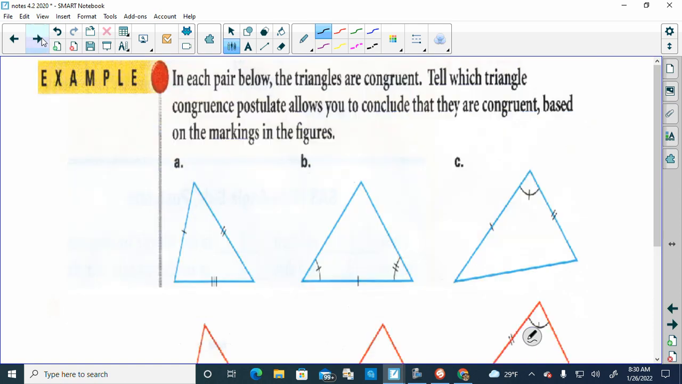Okay, sample problem. You're not writing anything, you're just looking up here. This is what we're going to see in this section. It says in each pair below, the triangles are congruent. So they tell you that they're congruent. Tell which triangle congruence postulate allows you to conclude that they are congruent based on the markings in the figure. So these are those abbreviations. You're using A's and S's: A's for the angles, S for the sides.